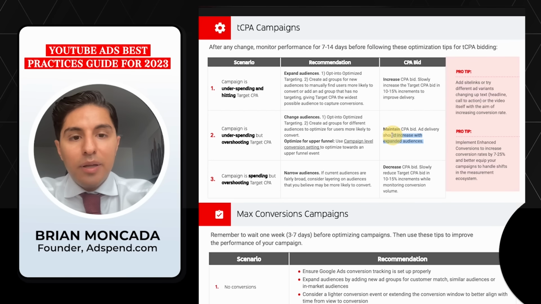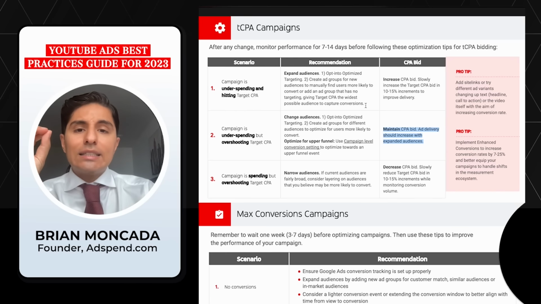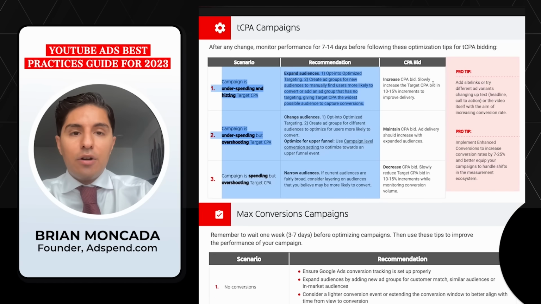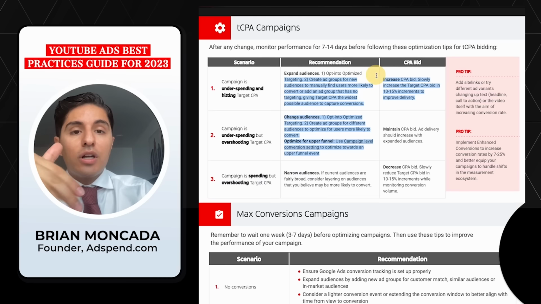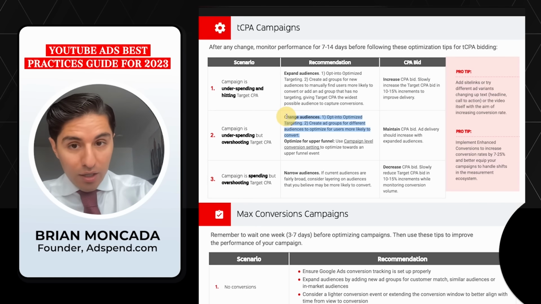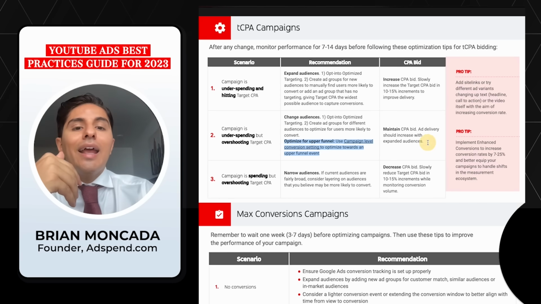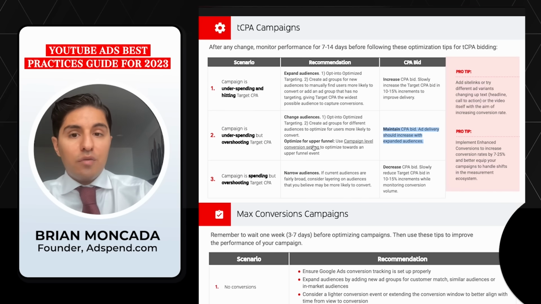Now, CPA bid, maintain CPA bid. Ad delivery should increase with expanded audiences. Okay, so Google Ads is saying not only should you expand audiences in scenario number 1, you should also increase your target CPA bid as well. Now, if your campaign's underspending but overshooting target CPA, you should change audiences, optimize for leads or an upper funnel event like add to cart, and just maintain your CPA. So all you're going to do is change the audiences or optimize for an upper conversion event if your campaign's underspending and overshooting target CPA.